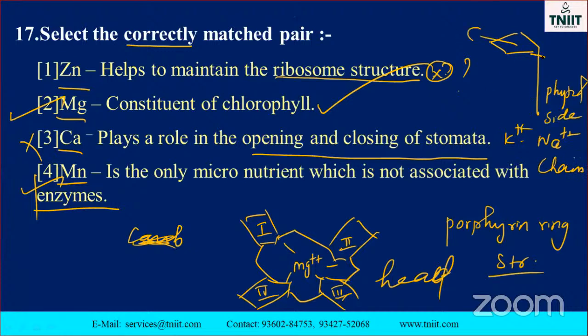The structure will be like this: CH3, CH2, like that it will continue. In the center there is a magnesium ion. Don't forget, magnesium is essential for chlorophyll binding. Suppose there is magnesium deficiency, what happens? Chlorosis.